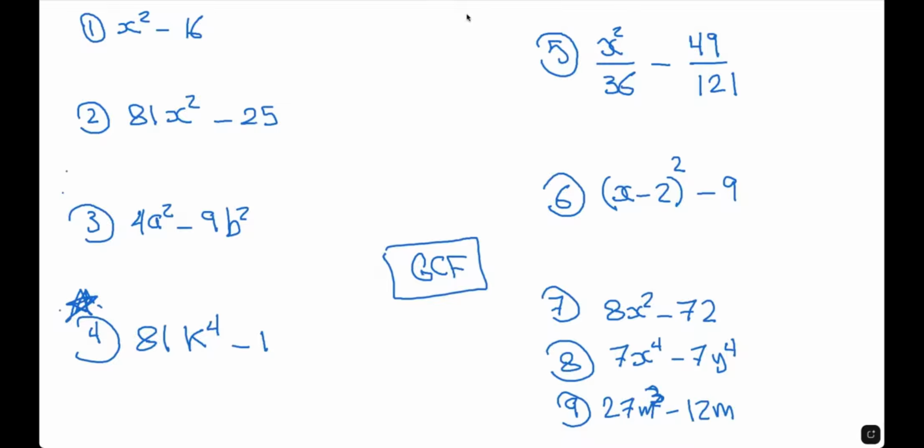So if we look at the first question, x squared minus 16, both of these are perfect squares. So all you need to do is square root the x squared and you get x, and square root the 16 and you get 4. And then it's easy. You just open two sets of brackets, put x minus 4 in one, and put x plus 4 in the other one.